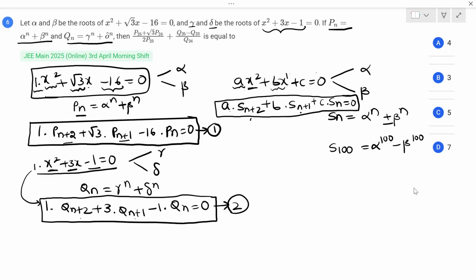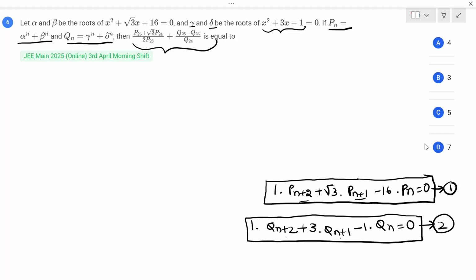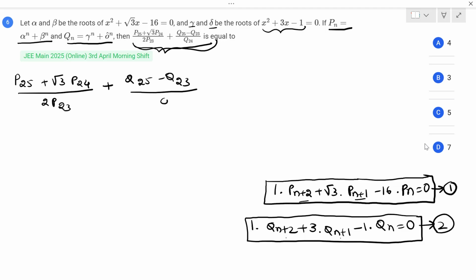Now he is asking us to do a question based on P's and Q's. Let me make you understand. Let's get into the question. The question is (P25 plus root 3 times P24) divided by 2 times P23, plus (Q25 minus Q23) divided by Q24. I can clearly see that the P's are related to equation 1.